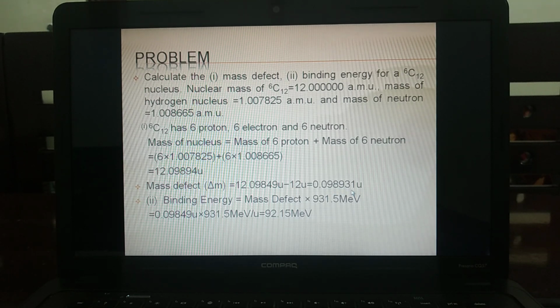0.098931 atomic mass unit. Then we can find out the binding energy: multiply the mass defect by 931.5 MeV. So we get the binding energy value of carbon as 92.15 MeV.